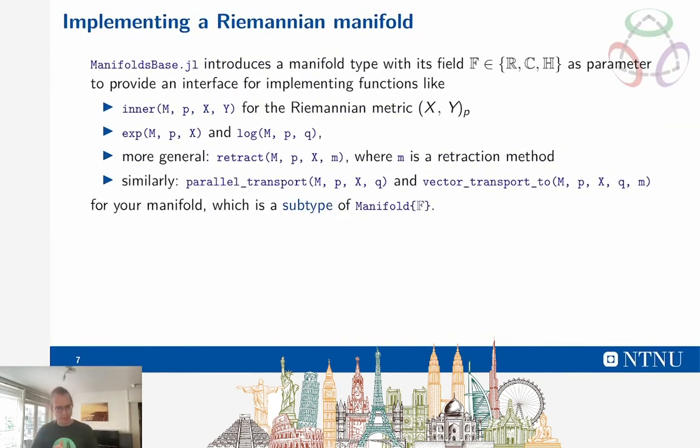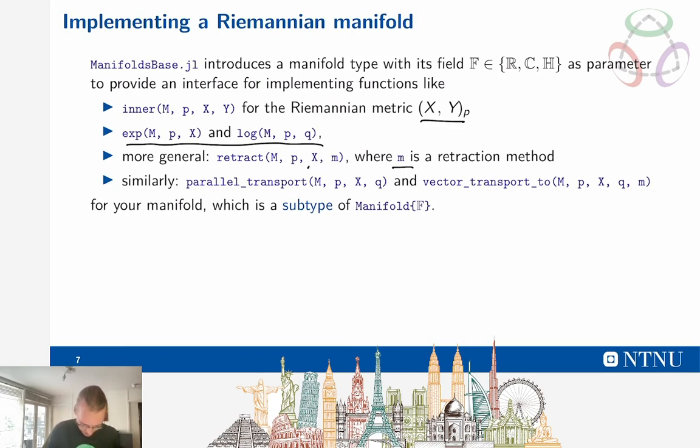To implement a manifold, we have the package manifold base, which is just an interface or describes functions to implement a manifold. For example, the inner product that we already had, the Riemannian metric, the exponential and the logarithmic map. Or more general, since we have to solve an ODE for those, and that might be quite expensive, you can use a retraction, which is a first order approximation to the exponential map. And of course, the inverse retraction is then the same for the logarithmic map, where there might be different retraction methods M that you might want to use. The same way, we have parallel transport and vector transport too.